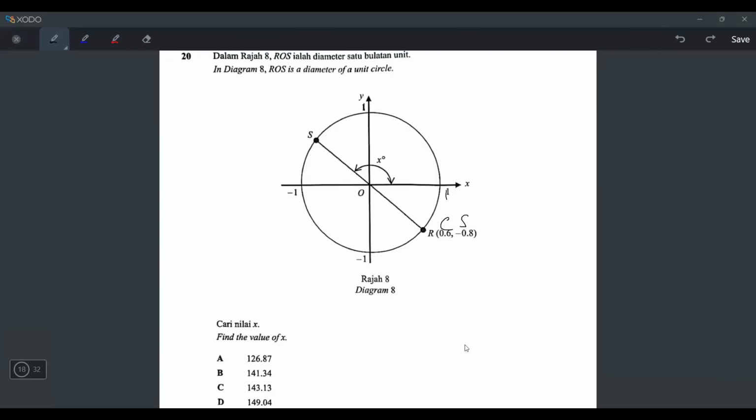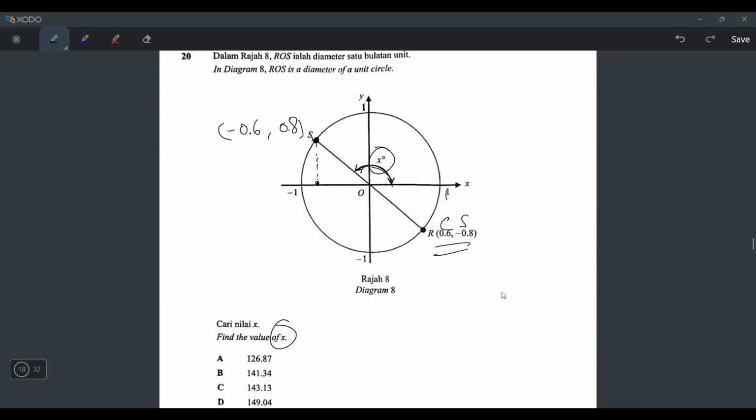Find the value of x. Where is x? This angle. So I don't think I will use this coordinate, right? Because if the x is here to here, it means I need the coordinate for point S. Okay, point S. Because point S will help me find this angle, not point R. But they did mention this is a diameter, right? So if this is a diameter, and it's across like this, it means the coordinate would be the same, 0.6, 0.8. It's just that you have to add negative at the 0.6 because this is the left side of 0, right?